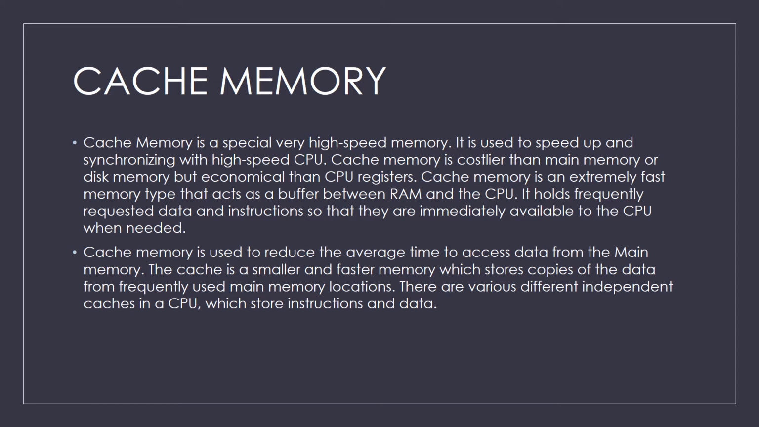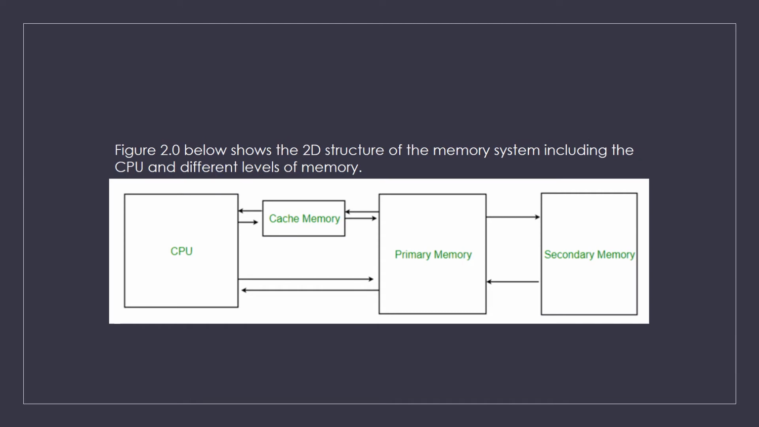Cache memory is used to reduce the average time to access data from the main memory. The cache is a smaller and faster memory, which stores copies of the data from frequently used main memory locations. There are various different independent caches in a CPU, which store instructions and data. This figure shows the 2D structure of the main memory system, including the CPU and different levels of memory, such as cache memory, primary memory, and also secondary memory.